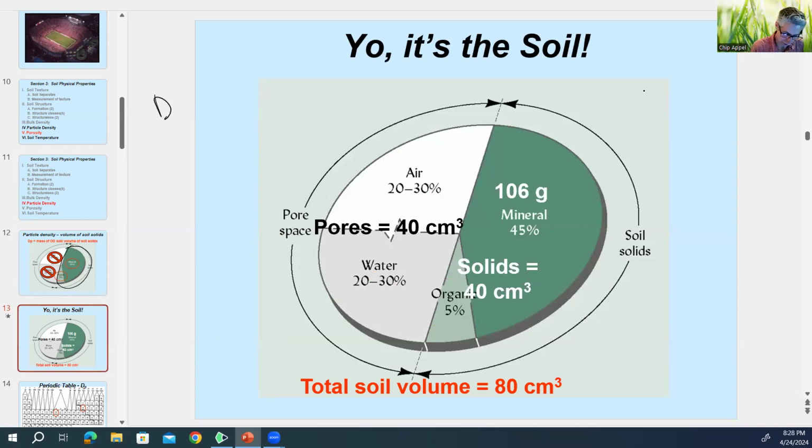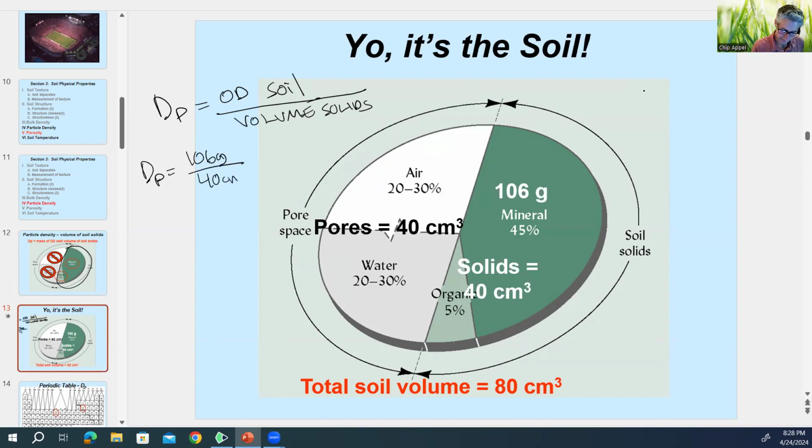And if we're going to calculate the particle density, which we are, and we use the abbreviation dP, that is oven dry soil mass over the volume of solids, just the solids, the space that the solids take up. So in this case, dP is 106 grams divided by 40 cubic centimeters. If you do the math, you get about 2.65 grams per cubic centimeter.